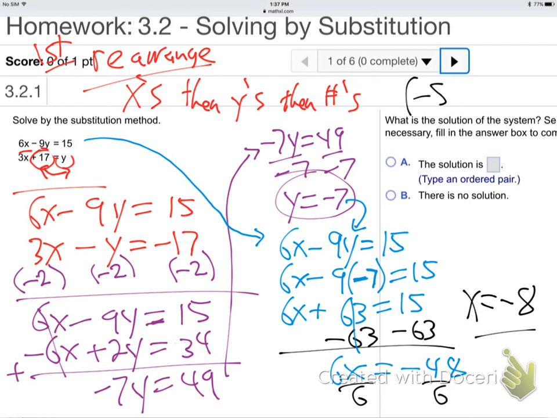So the final answer then is negative 8 for x, negative 7 for y. It's x comma y, right? Negative 8, negative 7.